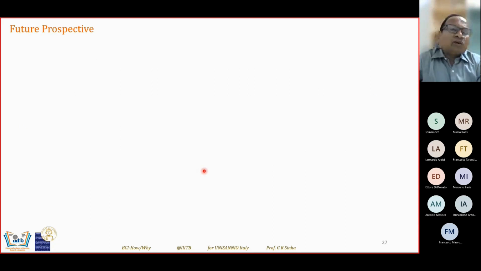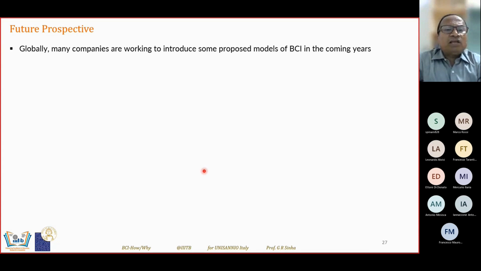So what's the future perspective? Globally, many companies are working to introduce some proposed models of BCI in coming years. You can just Google which companies are working in the areas of BCI. But most of them are working in two major applications, mostly healthcare and robotics. From the profiles of different companies I have visited, mostly they are working in the area of robotics. Some of them are working in manufacturing as well.